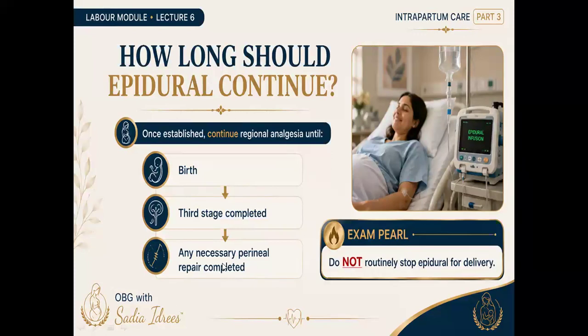Think from the patient's perspective. She has had effective analgesia throughout labor, and now we are approaching birth and possibly perineal suturing. Why should we deliberately remove effective analgesia without a good clinical reason? So remember, do not routinely stop an epidural for delivery, and certainly don't think full dilatation automatically means the epidural is off. This takes us perfectly into the next question.